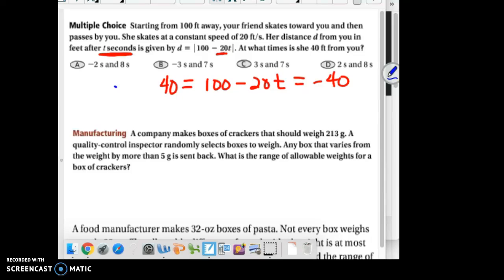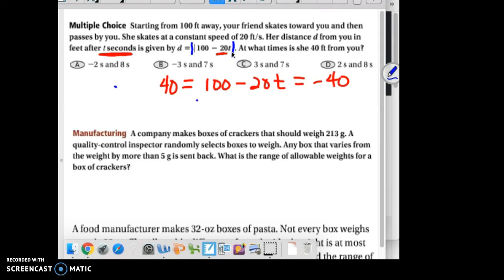So she skates at a constant speed of 20. Remember, the sign is always minus. And by the way, this is an equation because we want to equal 40. But as we go through this, we find out that we have this absolute value right here. So as soon as we have absolute value, we have to write not just the 40, but the negative 40 because we have two sides of 0.